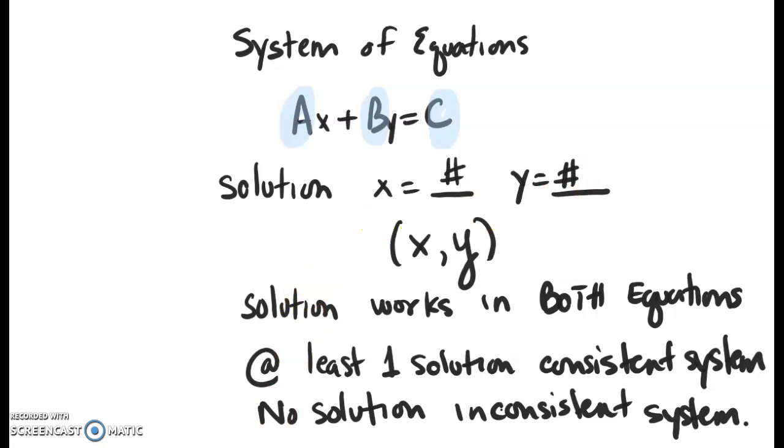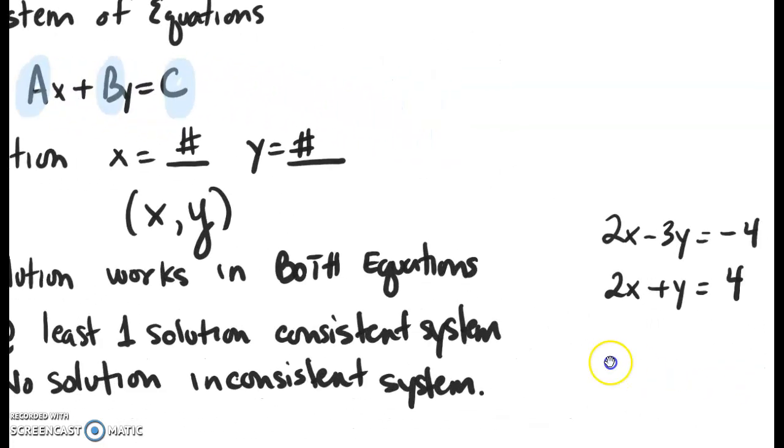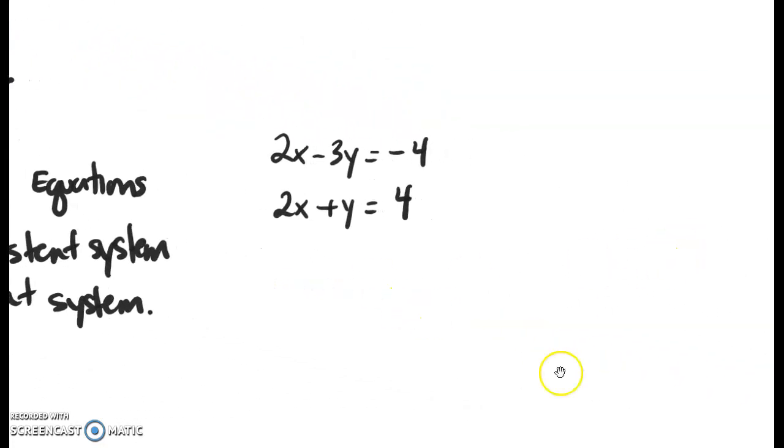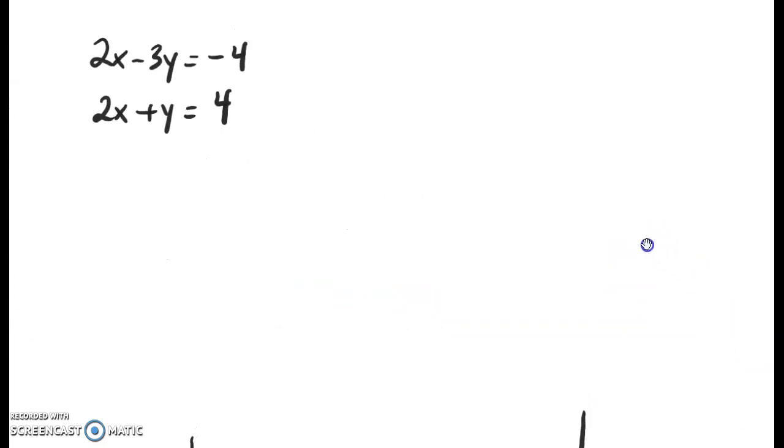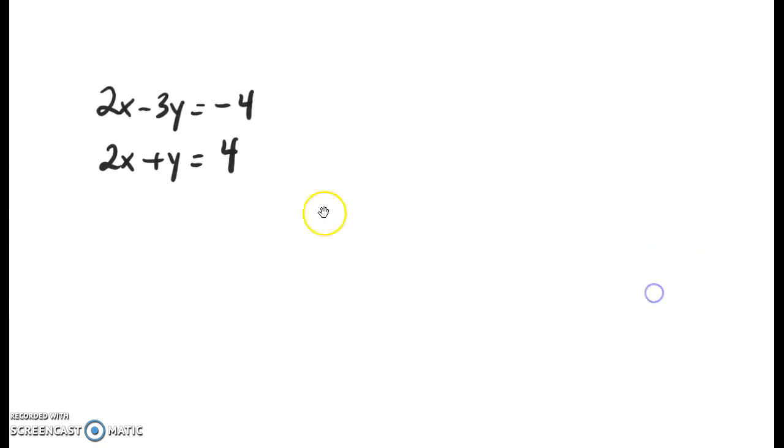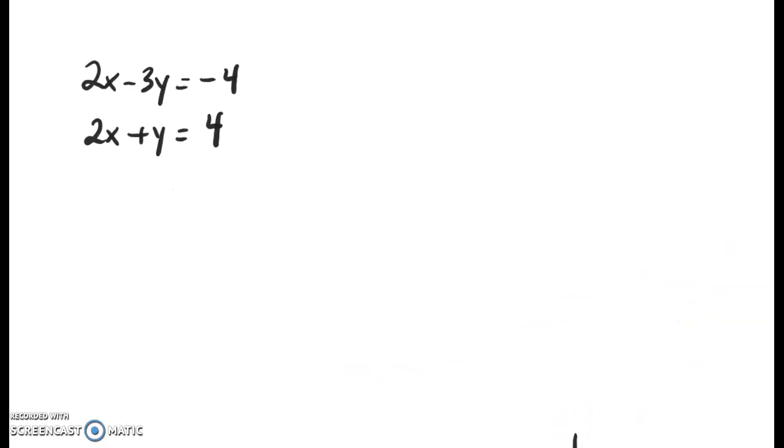So we want to go about solving these. And so in order to solve them, there's different methods. So here is an example of a system. So we've got two equations, and we want to find an x and a y that works in both of them. So before we do this, let's talk about the different methods to solve. There are more than three methods, but we're going to explore three methods.